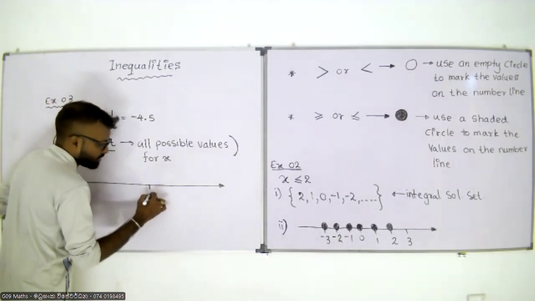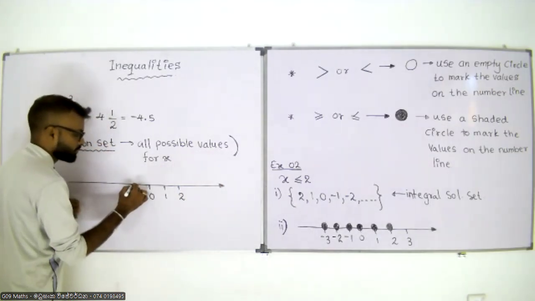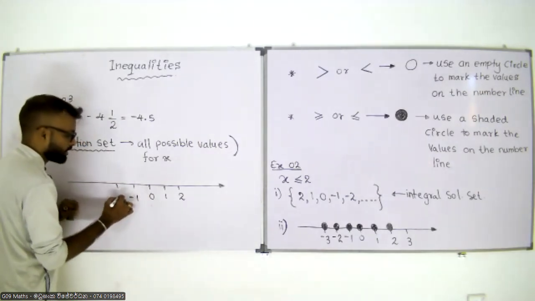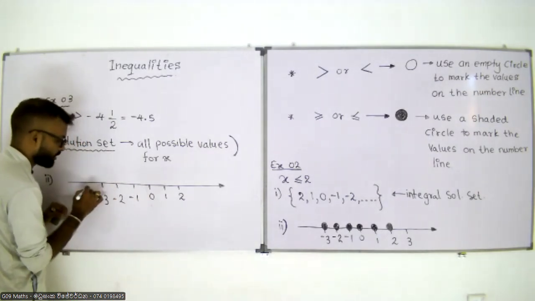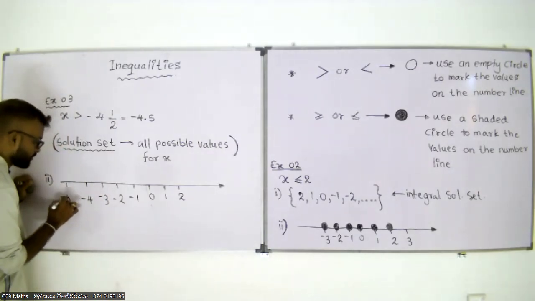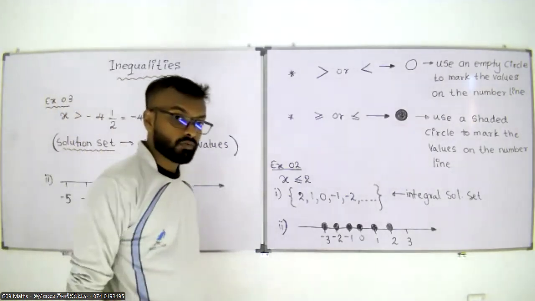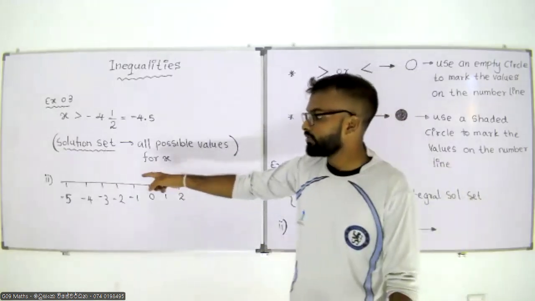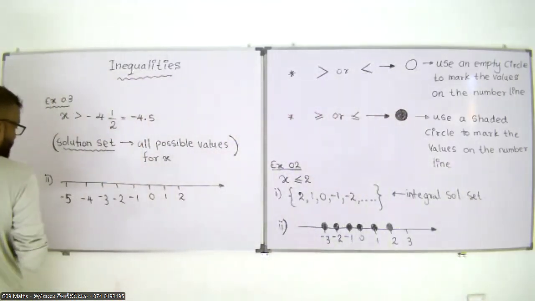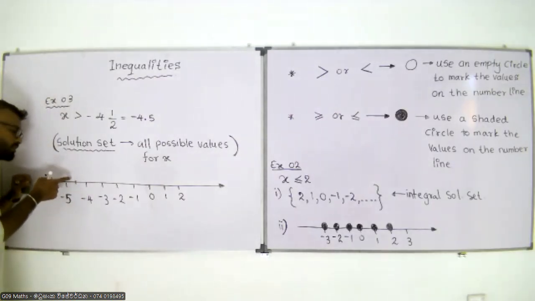So now I will mark something like this. This is my number line: 0, 1, 2, and so on. Negative 1, negative 2, negative 3, negative 4, negative 5, right? Something like this. Now, where do we have negative 4.5? In between negative 4 and negative 5. Here. And do we need to highlight this number? This is negative 4.5. Do we need to highlight it? No, just an empty circle, right?